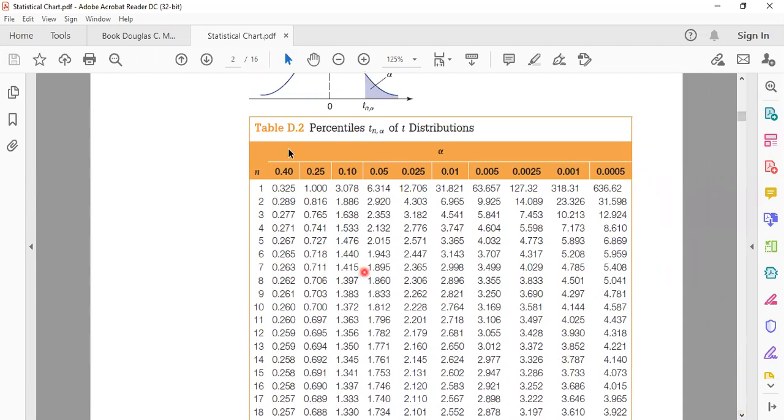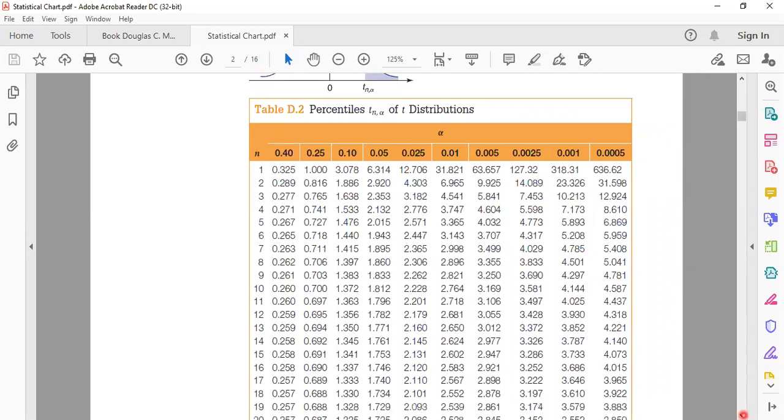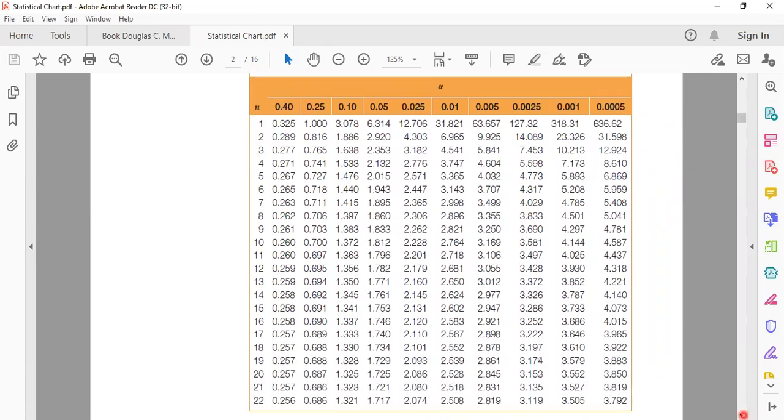And here you can find the sample sizes. For different sample sizes, these probabilities have been calculated. How did they calculate the probability? Since you are learning it, at least I am going to write the probability density function of this t distribution.